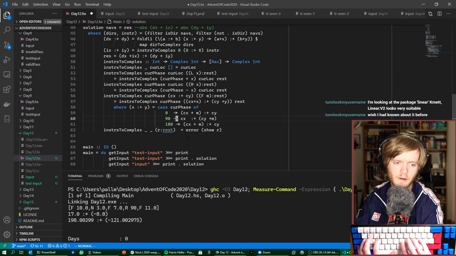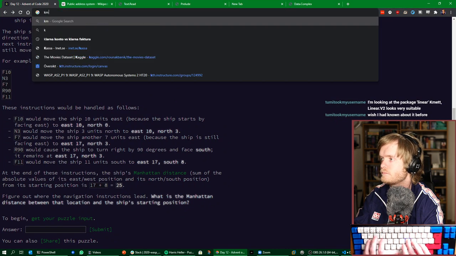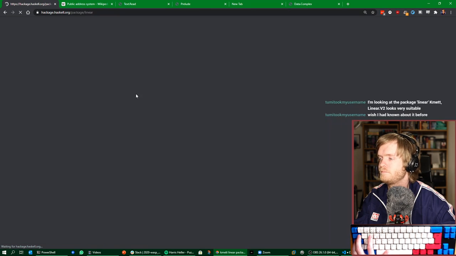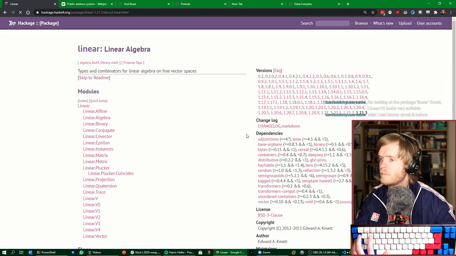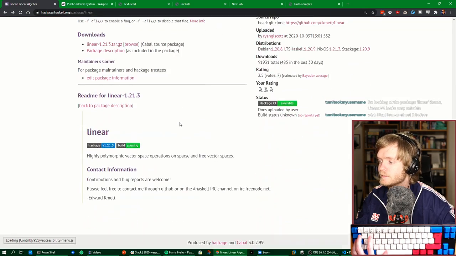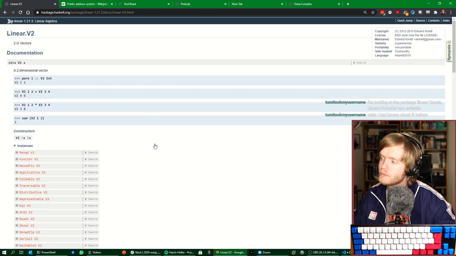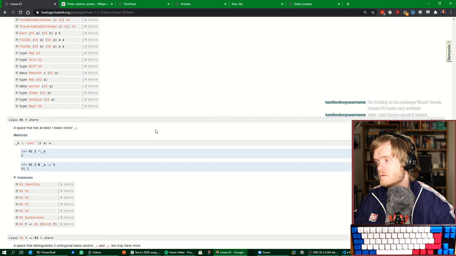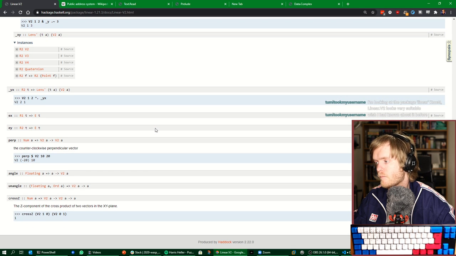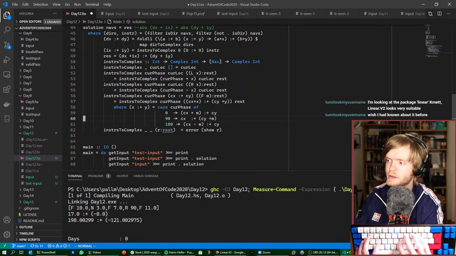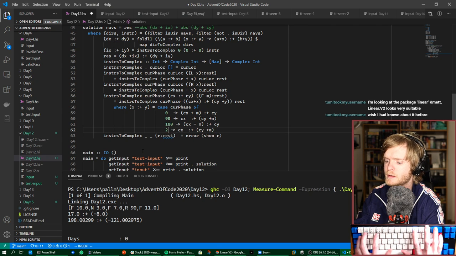I'm looking at packets linear v2. Oh yeah, that looks good. I mean, but Kemet, he is a real legend, you know. Yeah, then you can do sum of vectors. Oof. Yeah. But also this angle needs floating. Yeah, I wish I'd known about it before I started today. I concur.